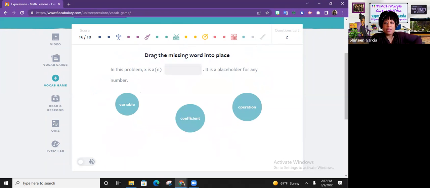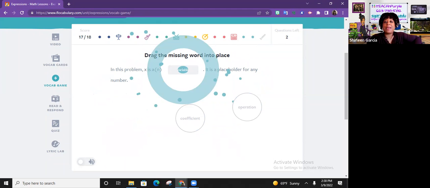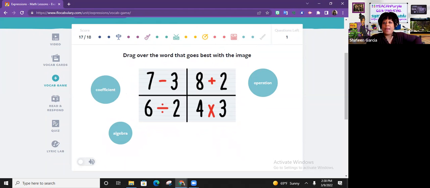All right, in this problem, x is a blank. It is a placeholder for any number. What are those letters called in algebra? Variables? Yeah, you didn't even have to let me finish. This one I'm talking about. Good job. All right, last one.